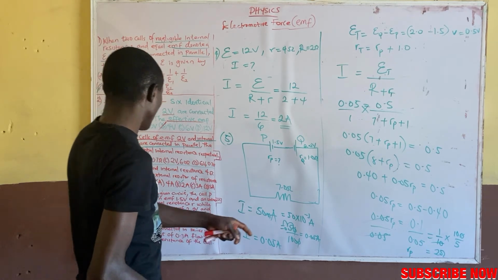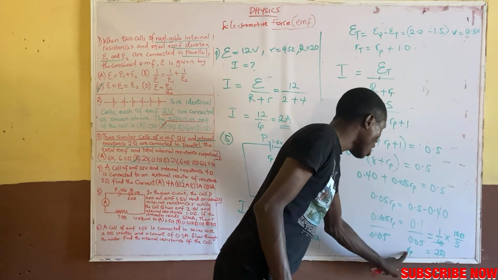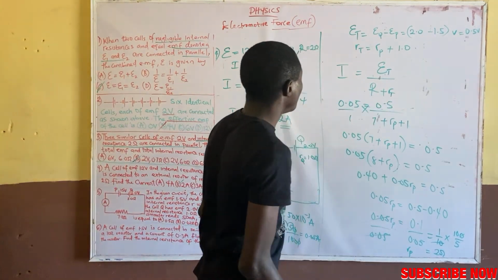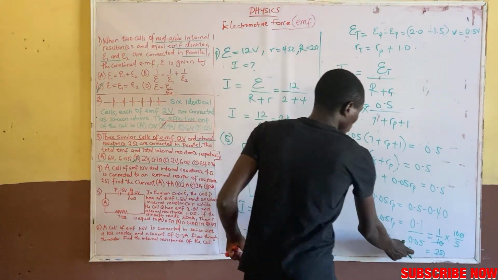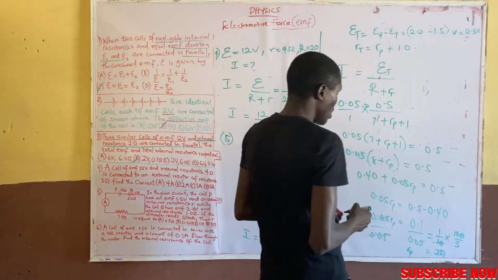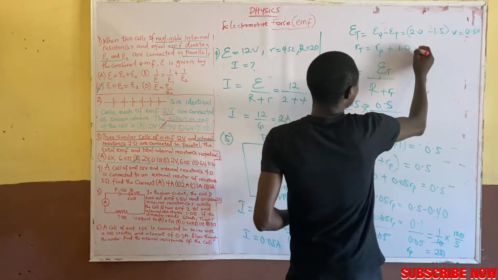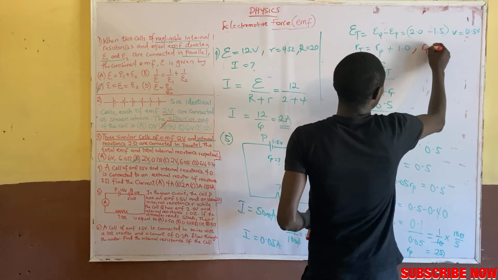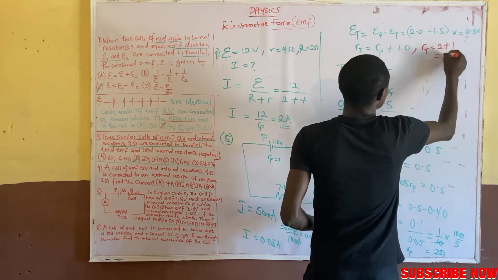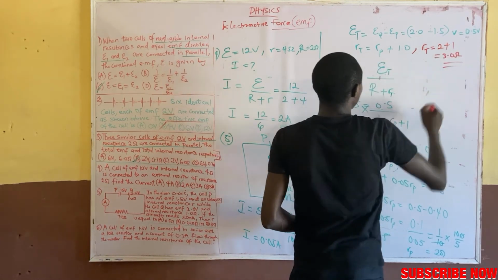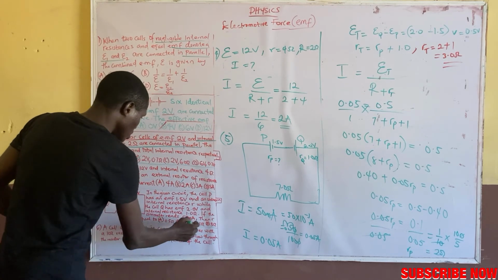So the Rp here is 2 ohms. If this Rp is 2 ohms, what is the total internal resistance? Just go back and substitute. Now the Rp is 2 ohms, so the total internal resistance R is equal to Rp, 2 ohms, plus 1. So we have 3 ohms, the total internal resistance R.